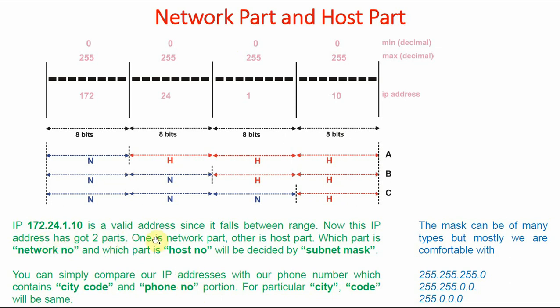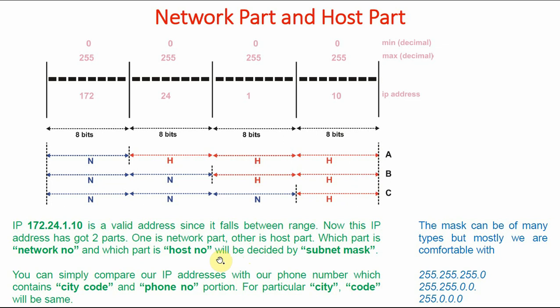When we are talking about IP addresses, they contain two parts. To understand this, we are going to take the example of one address, 172.24.1.10. First of all, we have to find out whether this is a valid address or not. Since this falls between the range 0 and 255, that means this is a valid address. Now this address has two parts. One is the network part, the other is the host part.